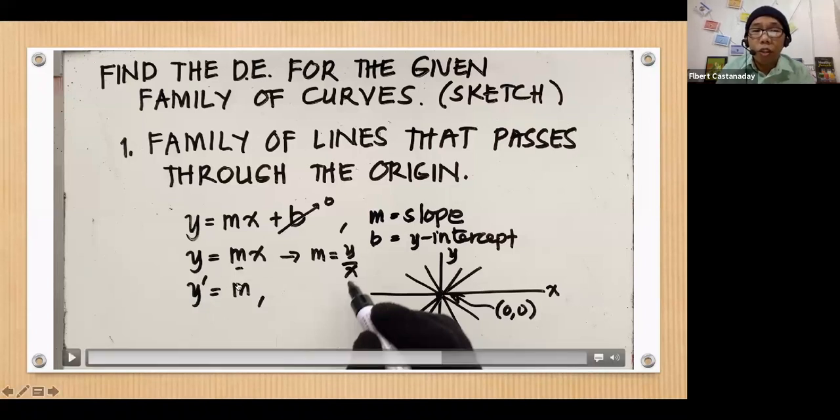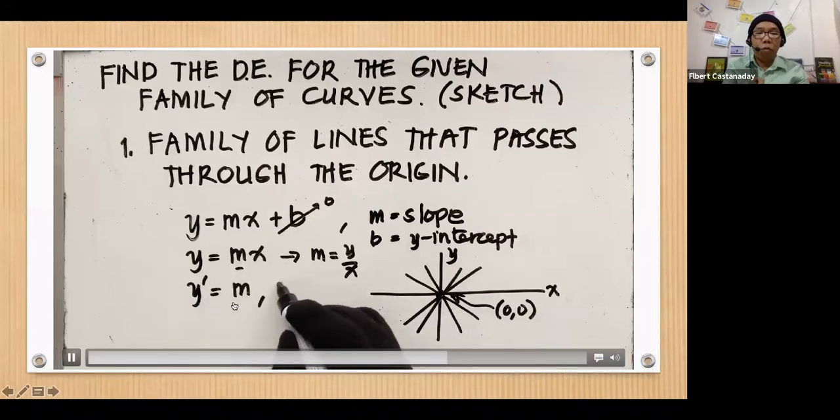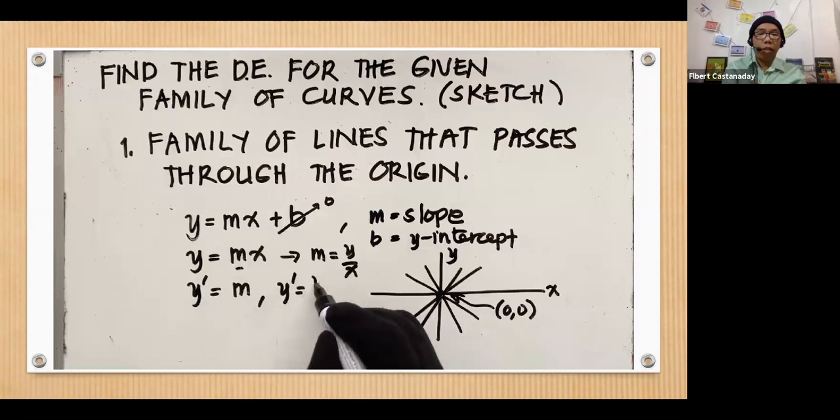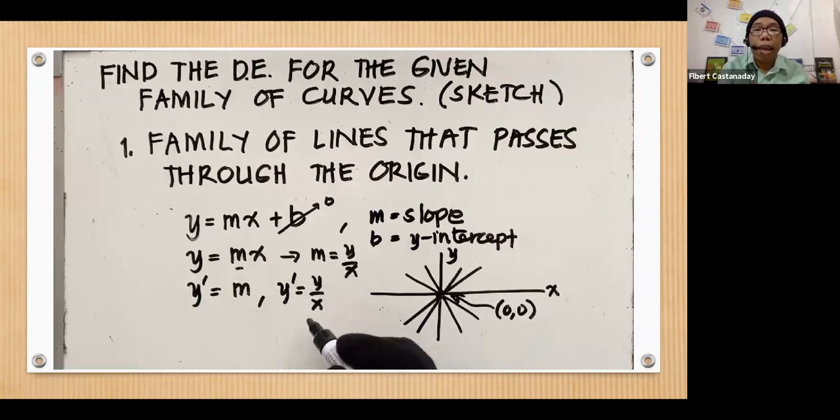Did you get it? So what you will do here is utilize the first equation. What is the value of m from this equation? m is equal to y over x. So you plug in this value as your final answer. So we have y prime equals y over x. Or you can simply say y prime is dy over dx.